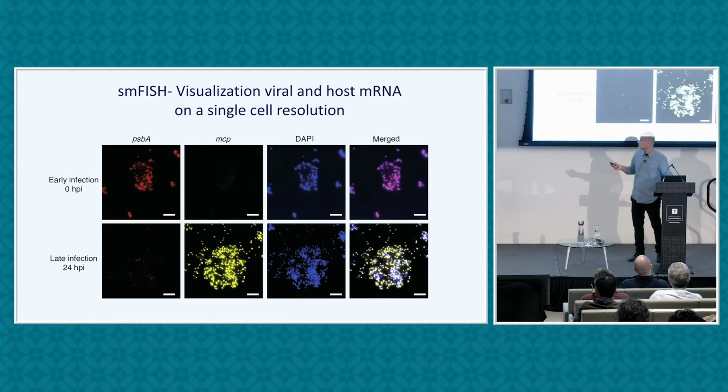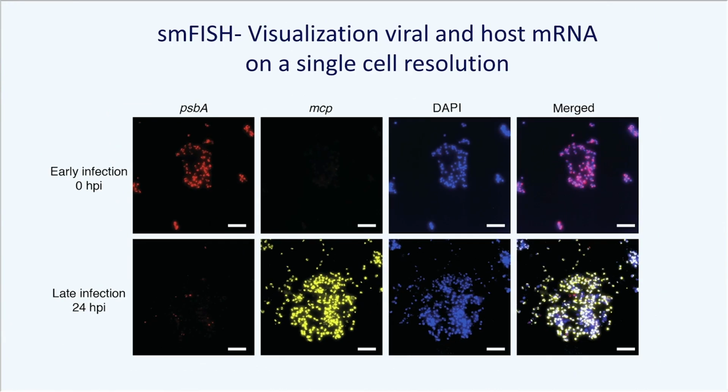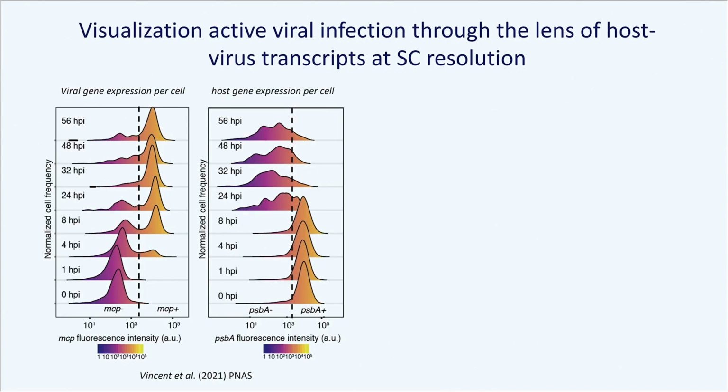This is how it will look like in the microscope between early and late in the infection, using the probe for the virus RNA and for the host metabolic gene. We see here this shining population from viral expression after 24 hours during the lytic phase of infection of this algae. We can, as I mentioned, also do flow cytometry.